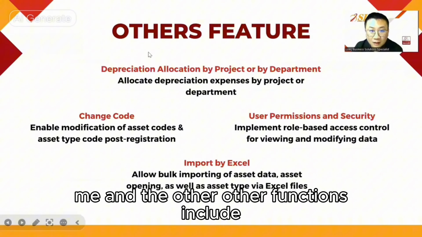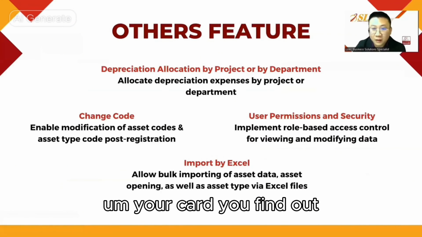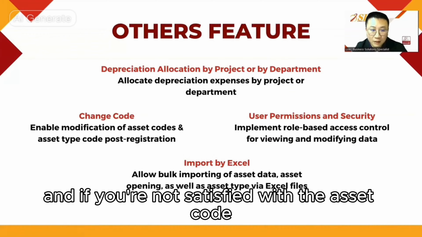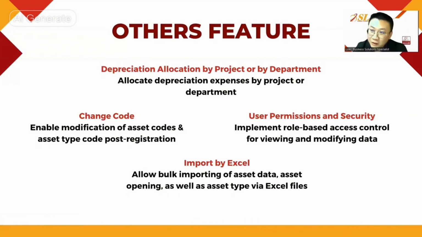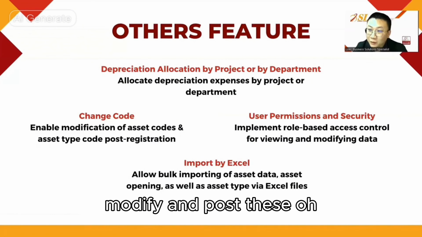So other functions include you can allocate depreciation by project or department. That's no problem. And if you're not satisfied with the asset code or asset type code, you can change it and you can set different users, okay? Control different users to view, modify, and post these.